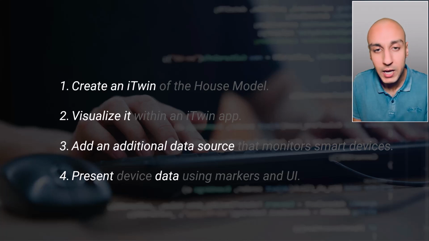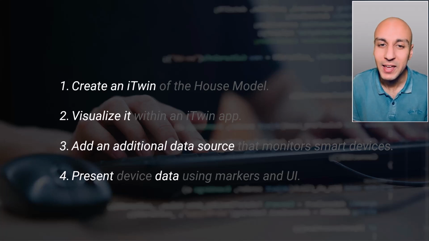Now, if you scroll down below, you'll see a list of all these steps on this page, and we have chapter titles for each individual step. Now, the first chapter is about creating iTwins as the first step, so that's what we're going to start with as far as beginning our smart house journey. So I'll see you in the next chapter, and let's get this going.